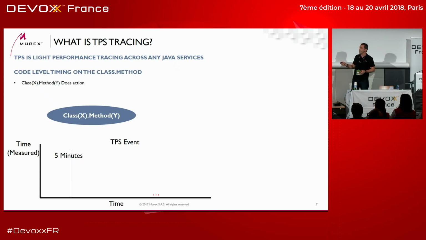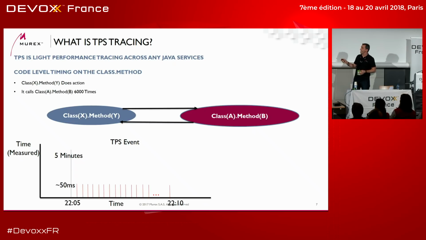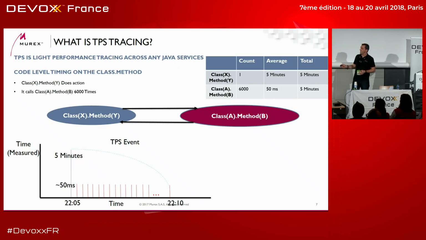So he can't really look at method.y because normally in Java code, method.y calls method.b. And effectively you get a situation where on the x-axis here is time, 5 minutes, and the y is measured time. So you have 5 minutes there, it comes down there, but inside that, you've loads of these little 50 millisecond calls. And if we look at the table, method.y is called once, but method.b is called 6,000 times. Now functionally that's fine, no problem there. It should be called 6,000 times.